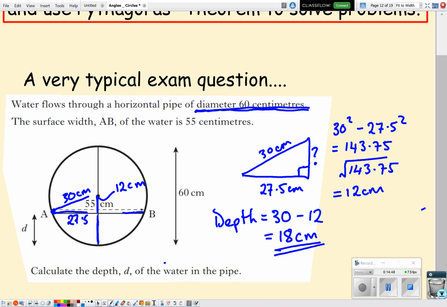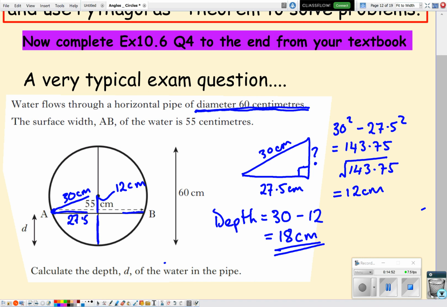So you are now ready to try exercise 10.6. You're going to get that. That was the last exercise. You're going to get that finished. So you're going to go to question 4 from that exercise and just finish the rest of that exercise off. Okay, if you get stuck, send me pictures of the questions and I'll do you up a wee solution.